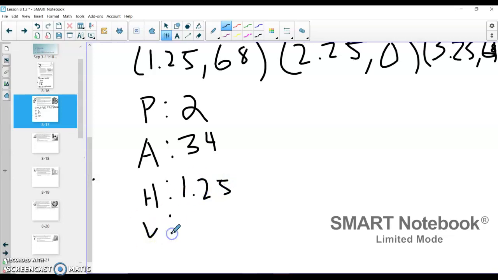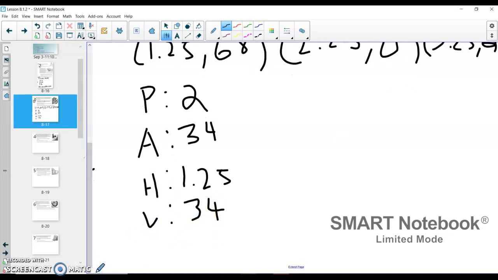The vertical shift is where the midline is, and in this problem the midline is the same as the amplitude at 34. Remember, the midline is really your vertical shift, 34, and your amplitude, so your amplitude added to your vertical shift brings you to your highest point. Your amplitude subtracted from your vertical shift, or midline, is your lowest point, which is 0. So 34 plus 34 is 68, and 34 minus 34 is 0. That means the midline, or vertical shift, is 34, and I can write the equation from here.